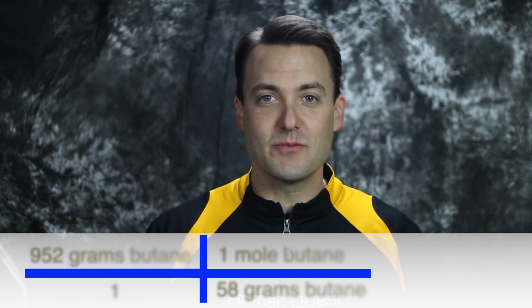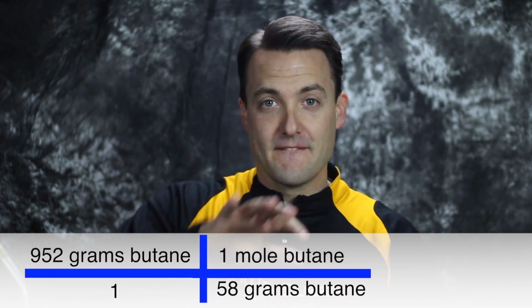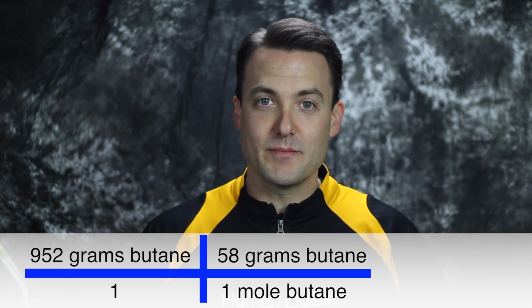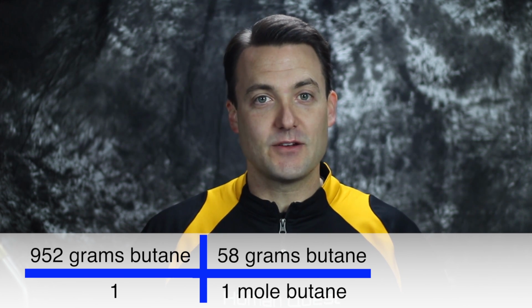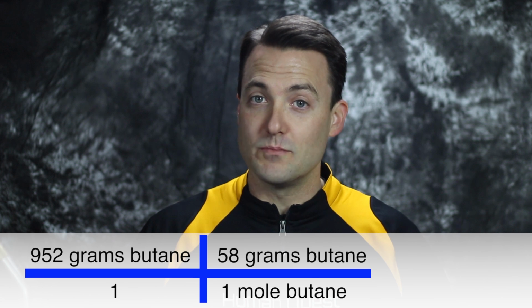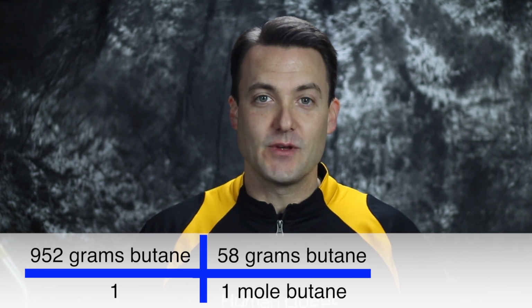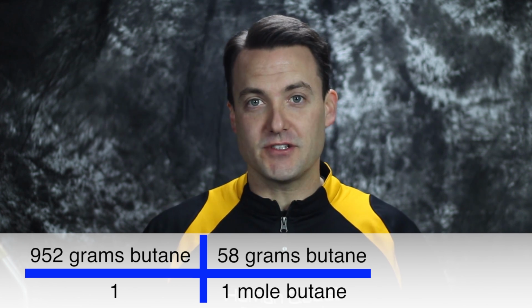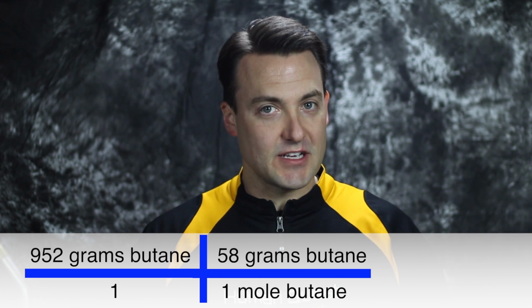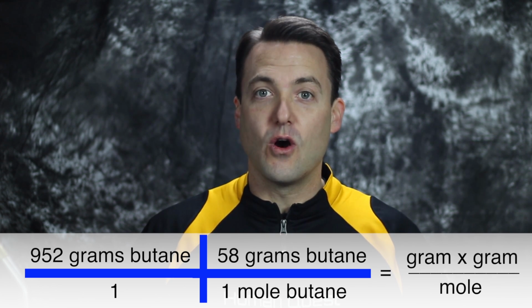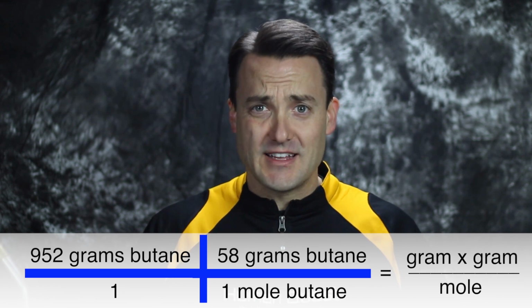Now let's see what would have happened if we had done the problem with the molar mass flipped. This would have been bad. Do you see that with the molar mass flipped, 58 grams of butane over 1 mole, we don't have the grams canceling each other out. We have grams on the top in each fraction. So if we did the math as suggested in this setup, we would have an answer with units of grams squared over moles. What is that?